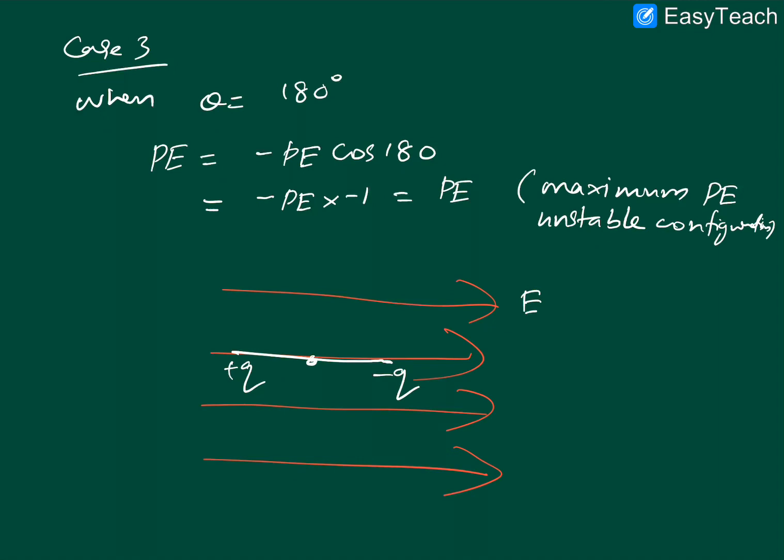And any other angle, potential energy will be in between PE and minus PE, which is not maximum or minimum. In between some values you will get. So this is the case for potential energy of a dipole in an external field.